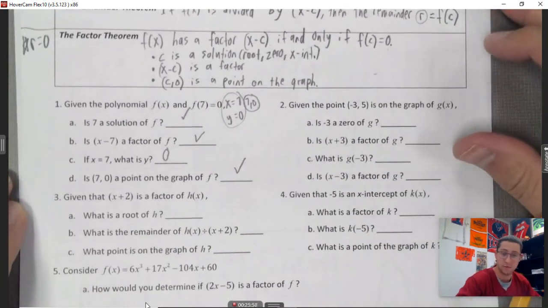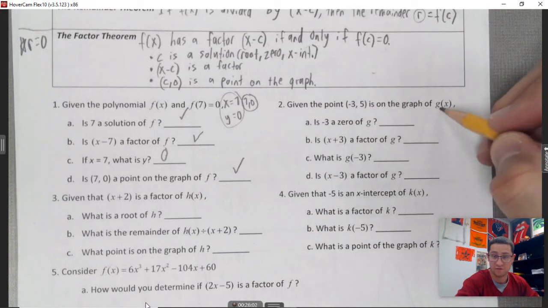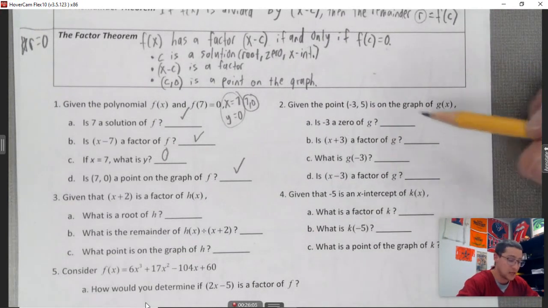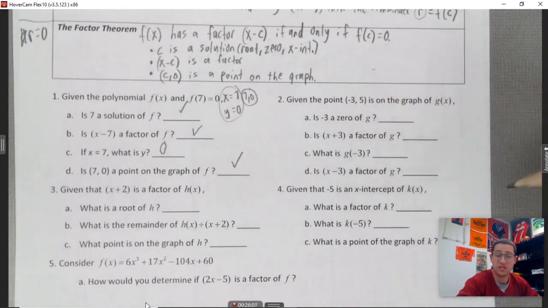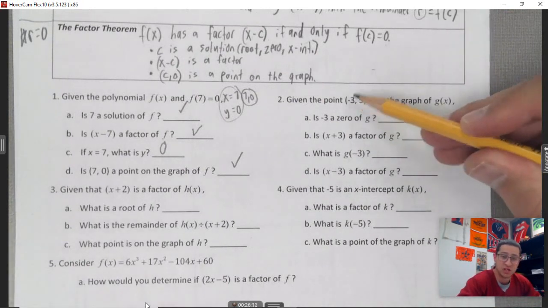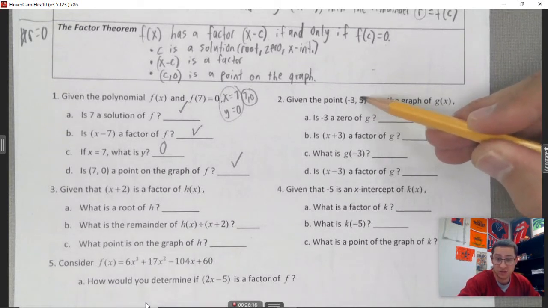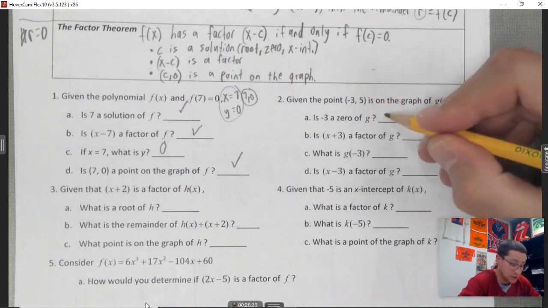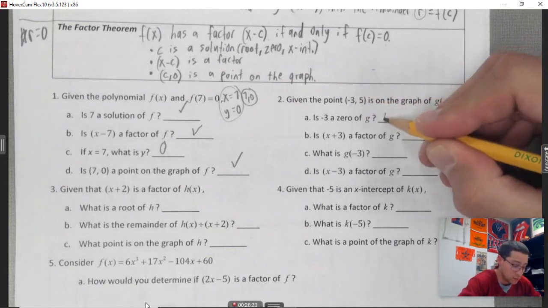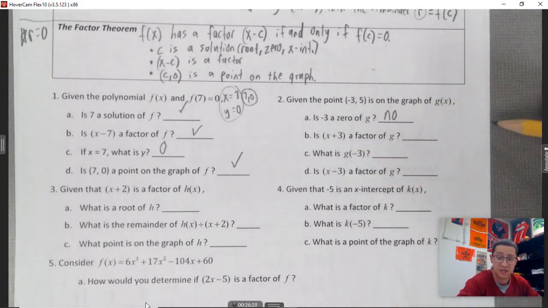Okay, let's look at another one. Given that the point (negative 3, 5) is on the graph of g of x, what does that mean? Is negative 3 a 0 of g? So what happened when I plugged in negative 3 into my function? I got out 5. So, not a 0. If this was equal to 0, then it would be, but it's not. So this is no. Is x plus 3 a factor of g? No, it's not.